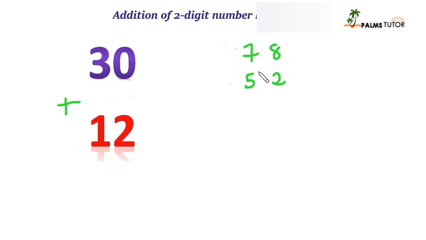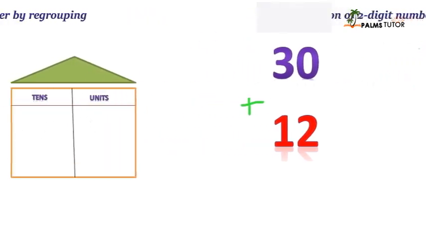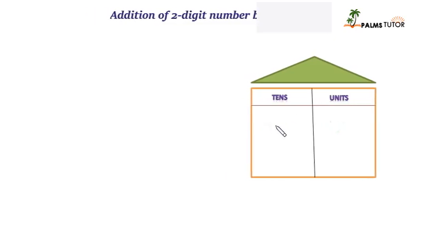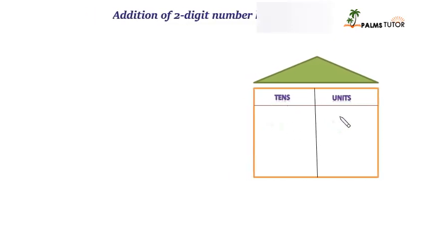How do we then add two-digit numbers? This is a house with two rooms, the tens room and the unit room. There is a rule in this house. Only one digit can stay in a room at a time. That means we cannot write, let's say, 21 in the unit house. No! Neither can we write 21 in the tens house. No! Only one digit at a time.